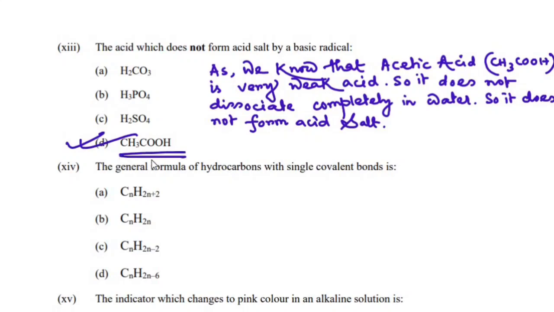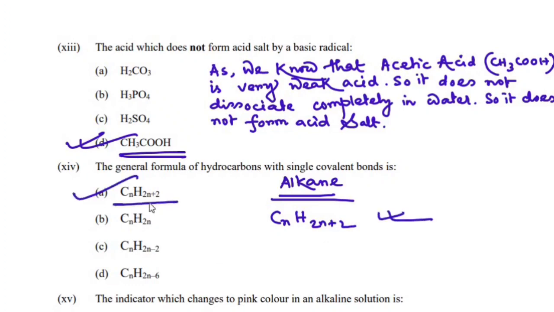Next question. The general formula of hydrocarbons with single covalent bonds, that is alkane. Hydrocarbons with a double covalent bond, that is alkene. Triple covalent bond, that is alkyne. So the general formula of alkane is CnH2n plus 2. We know that. So the answer is option A, CnH2n plus 2.